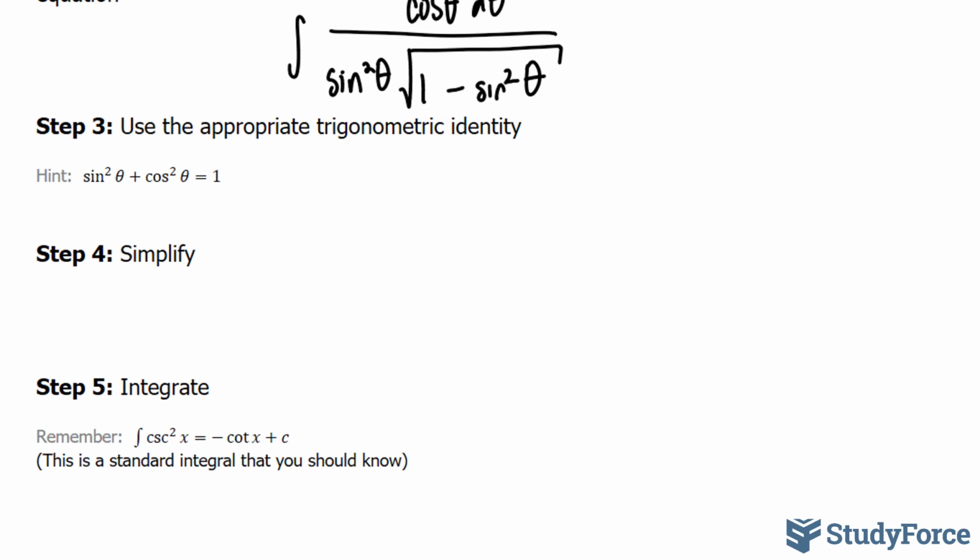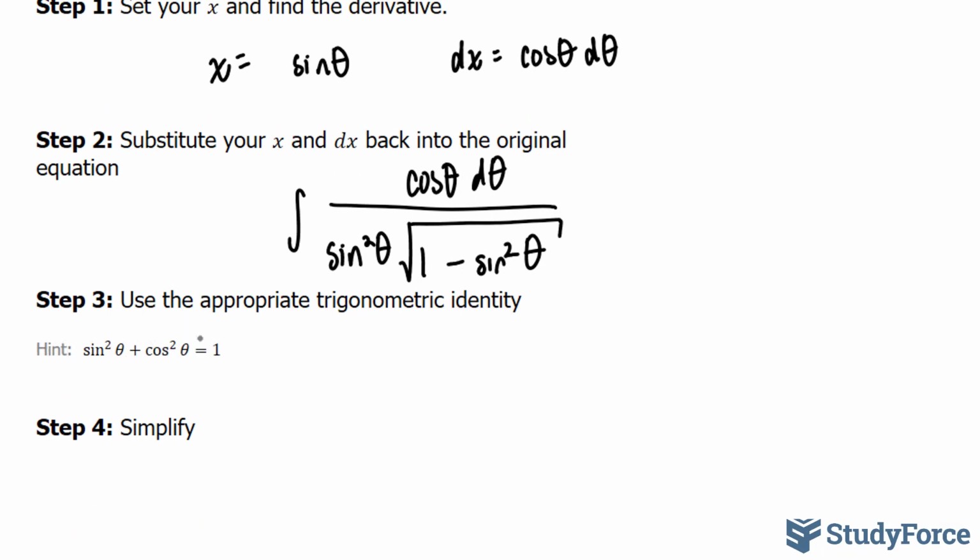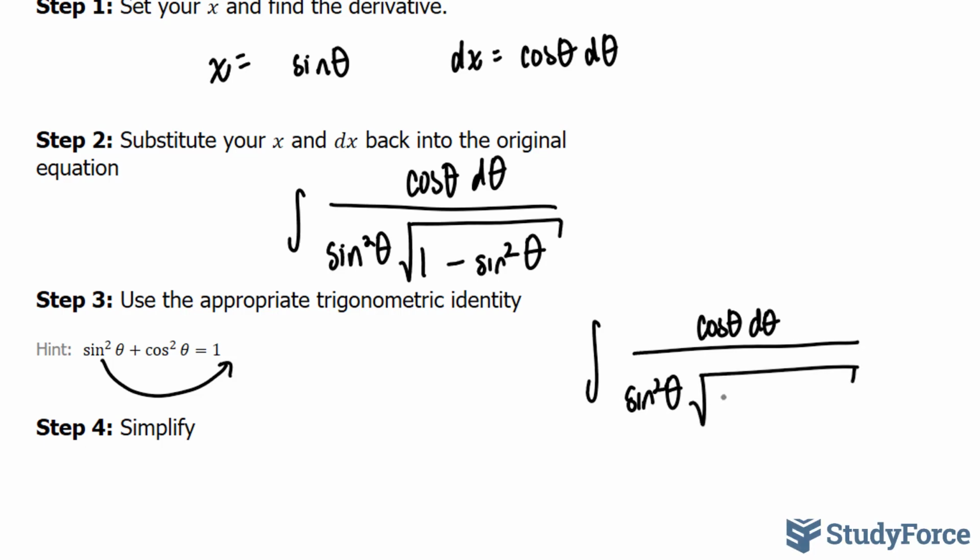In step number 3, they ask us to use the appropriate trigonometric identity. Now, we have a hint here. The trigonometric identity we'll be using is sine squared theta plus cosine squared theta is equal to 1. This part right here is equal to cosine squared theta. Just imagine if I took this over to the other side, you would end up with 1 minus sine squared theta. So therefore, we end up with the integral cosine theta d theta over sine squared theta times the square root of cosine squared theta. You'll notice that the square root of cosine squared theta is equal to cosine theta.